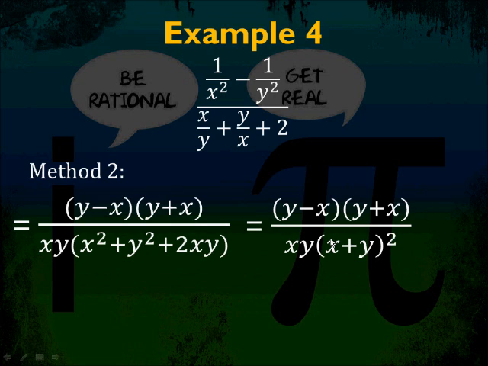You can cancel out one of the x plus y's, and your answer is the same, y minus x all over xy times x plus y.